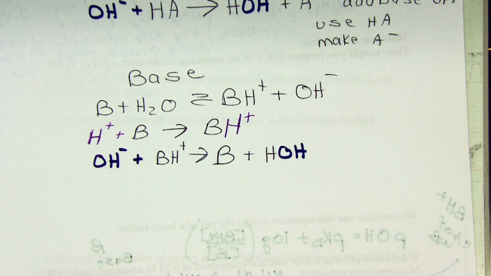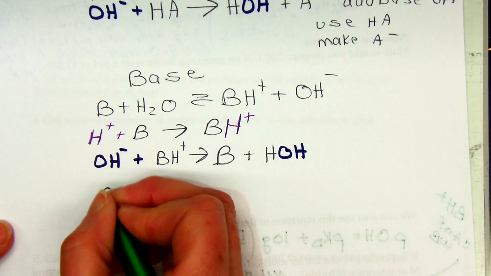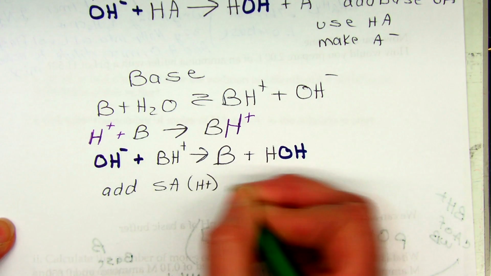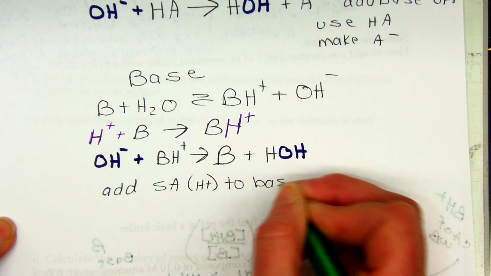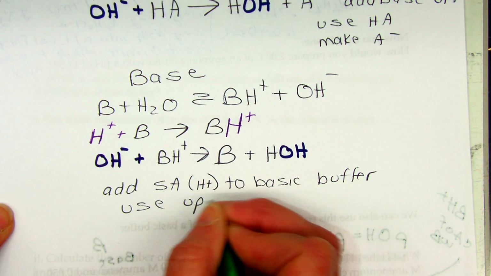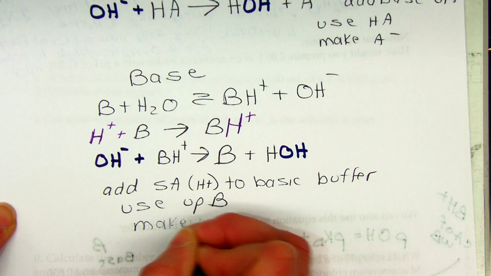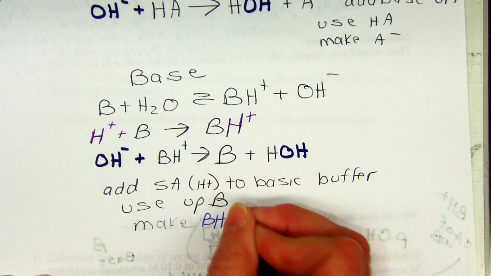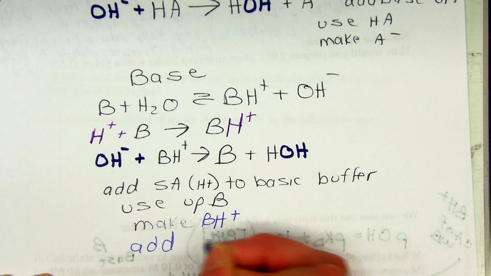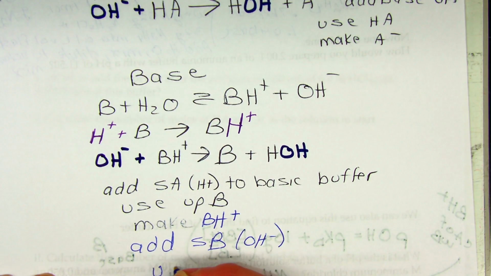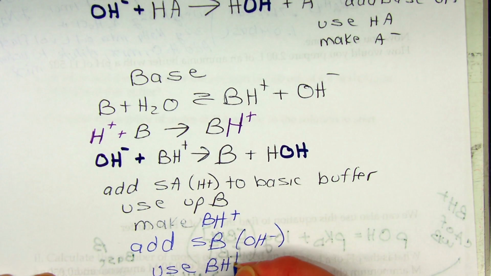So, in the base, if I add loose hydrogen ion, if I add strong acid, which is loose hydrogen ion, to a basic buffer, then I use up the base, B, and I make BH plus. If I add hydroxide, a strong base, then I use BH plus and I make the base B.